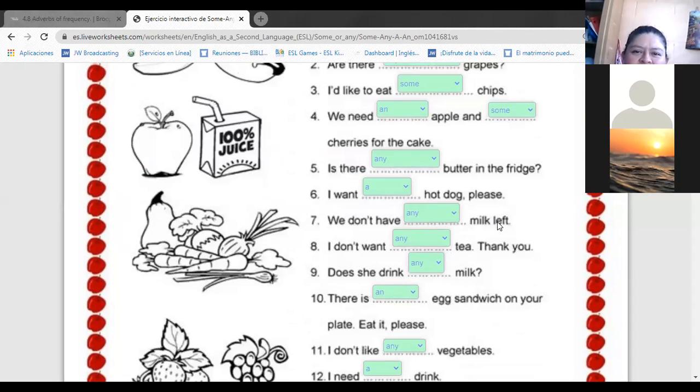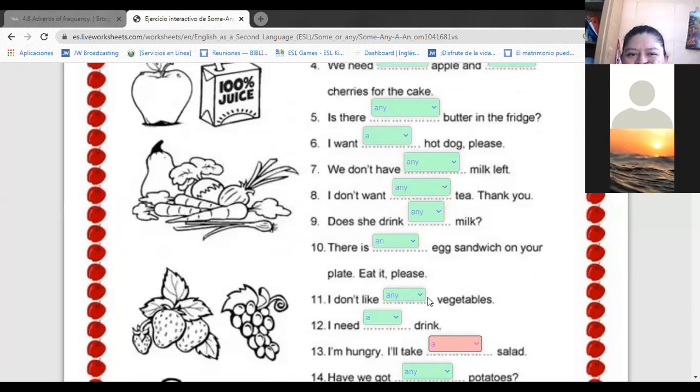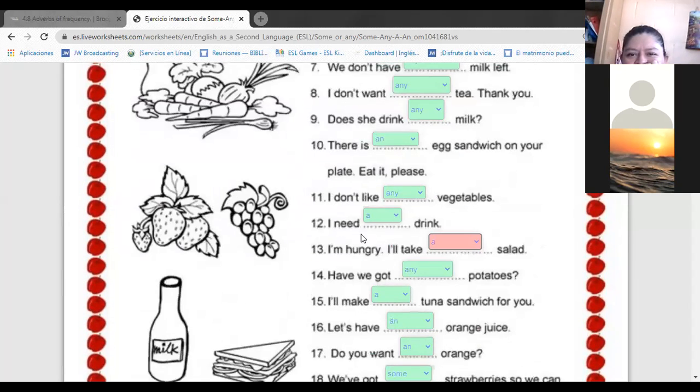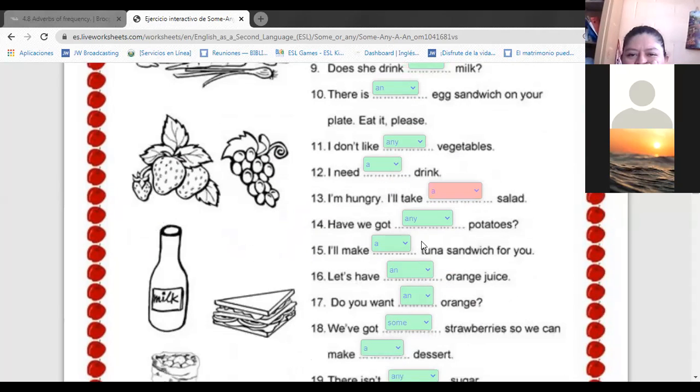We don't have any milk left. I don't want any tea, thank you. Does she drink any milk? There is an egg sandwich on your plate. Eat it, please. I don't like any vegetables. I need a drink. Necesito una bebida. I'm hungry. I'll take some salad. That is the right answer. Some. I think it was a mistake when I clicked. I'll take some salad. Have we got any potatoes?